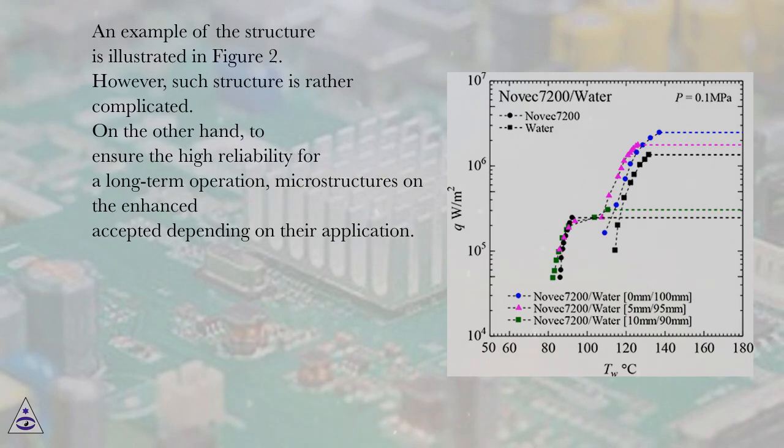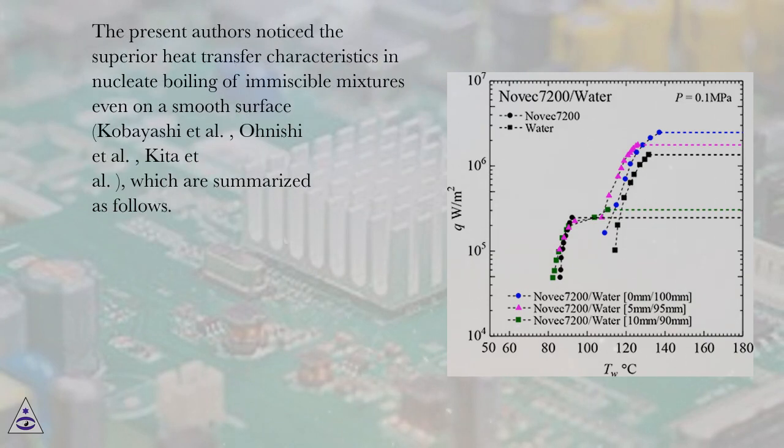However, such structure is rather complicated. On the other hand, to ensure the high reliability for a long-term operation, microstructures on the enhanced surface cannot be accepted depending on their application. The present authors notice the superior heat transfer characteristics in nucleate boiling of immiscible mixtures even on a smooth surface, Kobayashi et al., Onishi et al., Kita et al., which are summarized as follows.